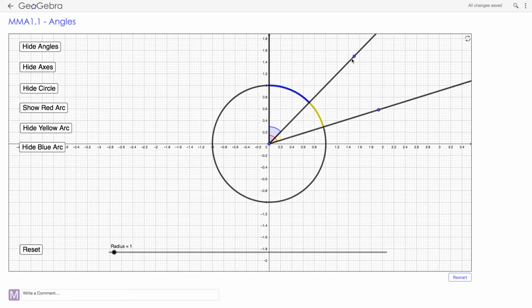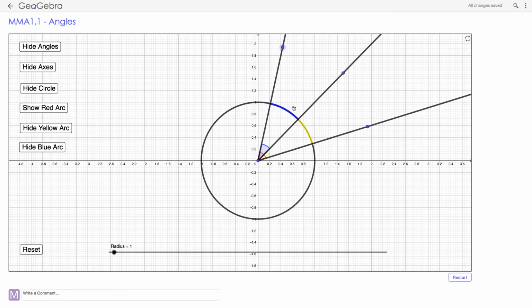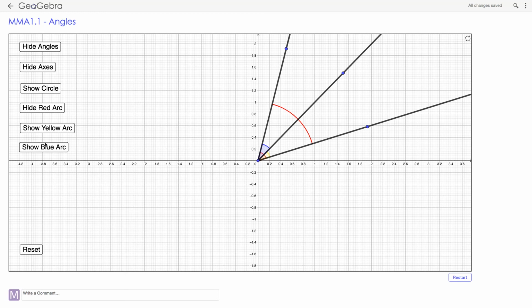A good thing about this is that if you have these two angles here, right, then you would like the sum of these two angles to be the angle between this line and that line, right? So the red piece here, and that works, right? So this seems to be a good definition, a good way of measuring angles. Okay, so that's the basics of angles.